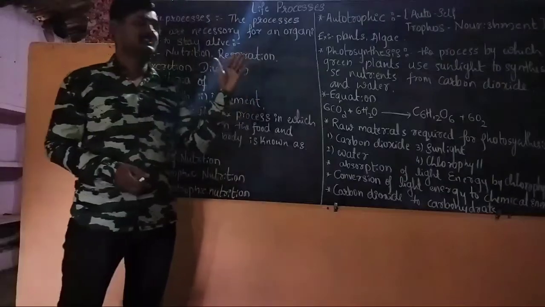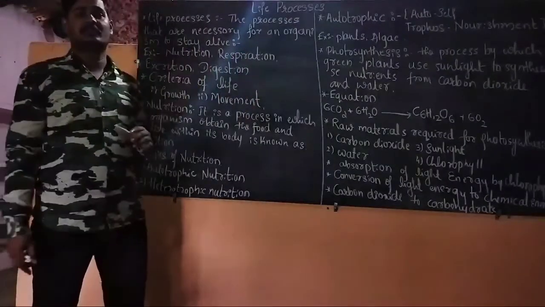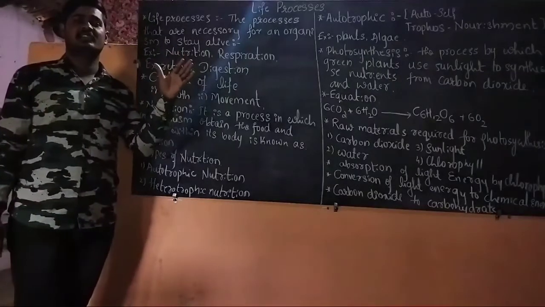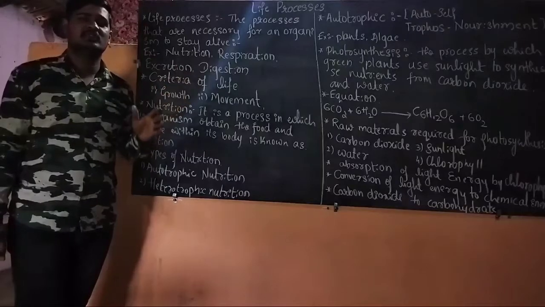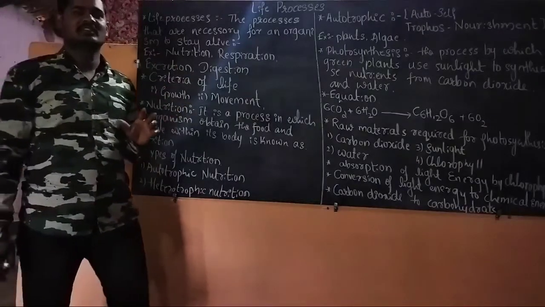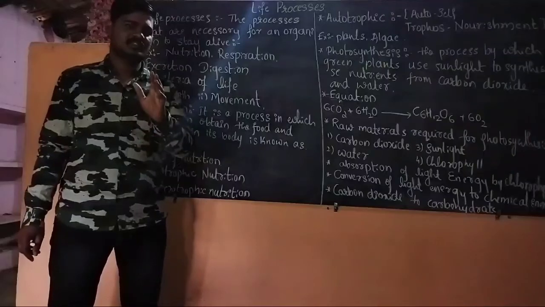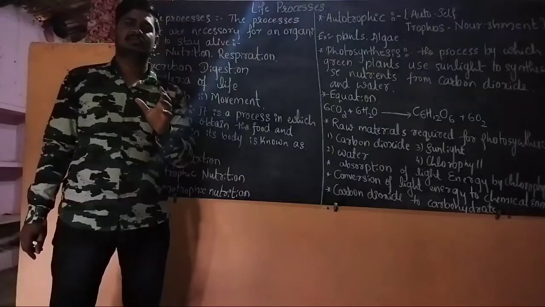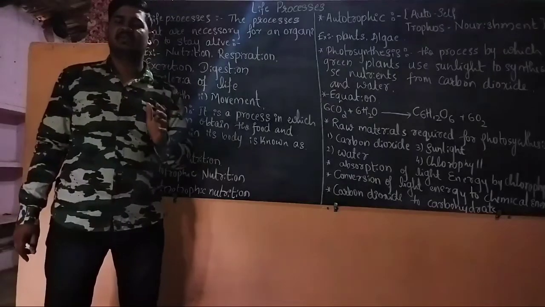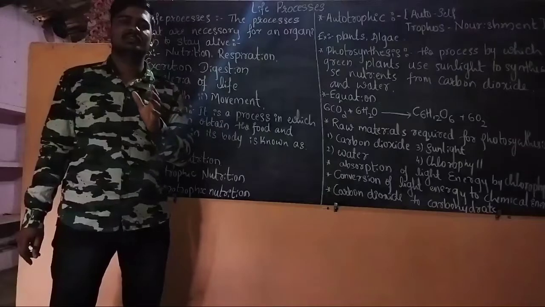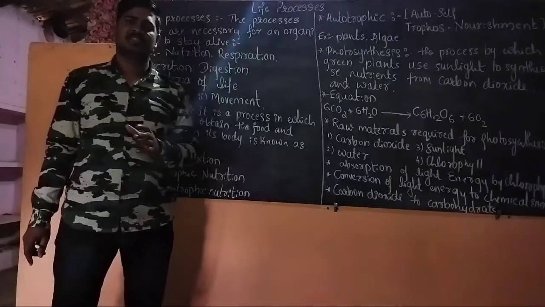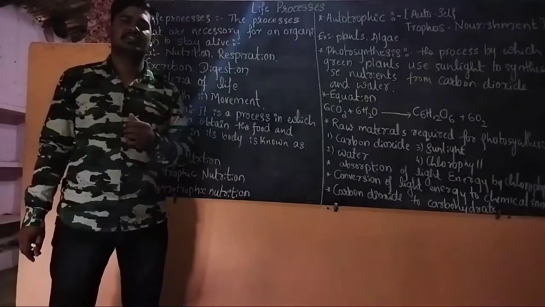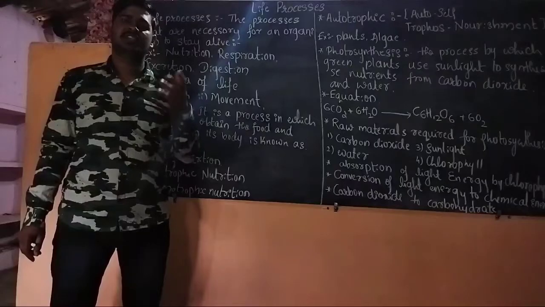In the life process, first we will discuss the definition of life process. The processes that are necessary for an organism to stay alive are known as life processes. These are important for an organism to stay alive. An example is respiration. Without respiration no one can survive, even human beings, animals or plants.